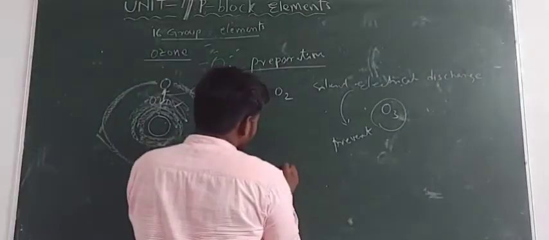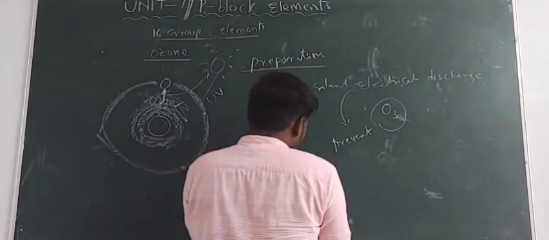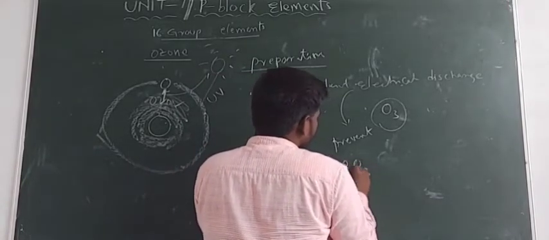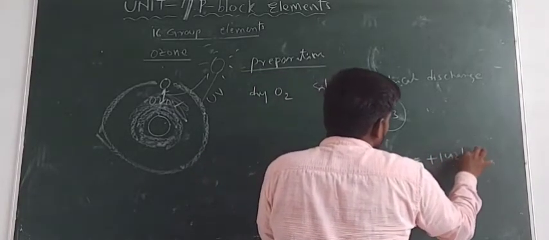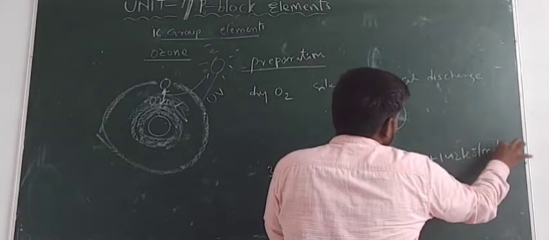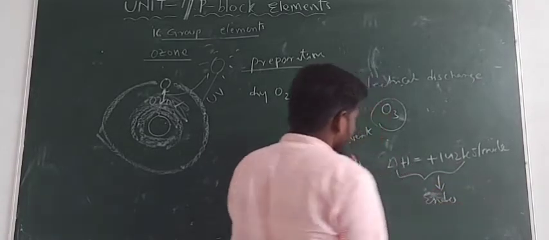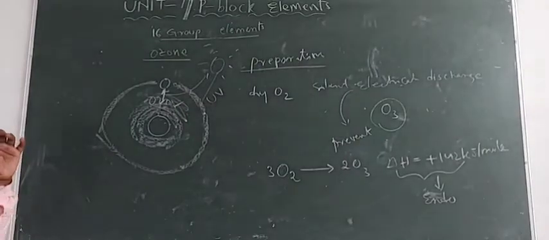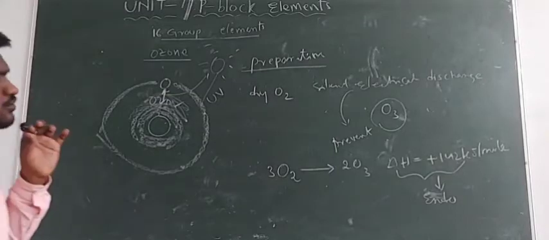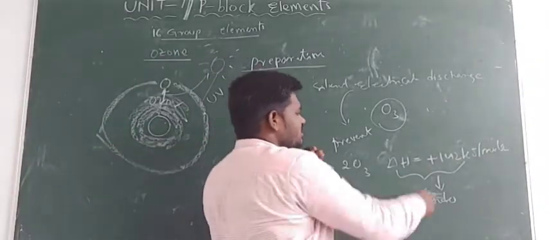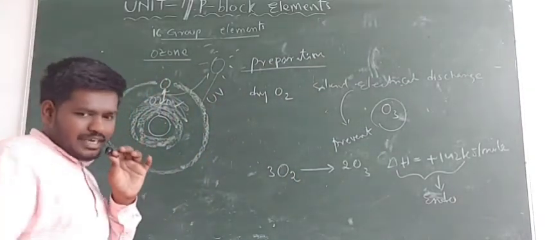So now you can see the reaction here. 3 moles of oxygen convert into 2 moles of O3. For this reaction, delta H equals positive 142 kilojoule per mole. So from this value we can say that this is a highly endothermic reaction. When dry oxygen is passed through the silent electrical discharge, ozone is formed, and for this reaction delta H equals plus 142 kilojoule per mole. So that is an endothermic reaction.